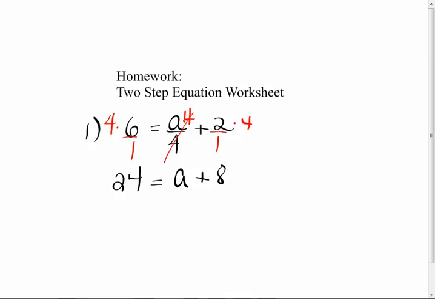Using a calculator is just fine. You may have to use your phones until we get our iPads.